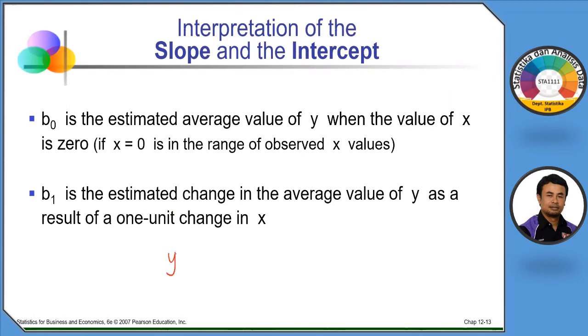Okay, Y hat is equal to B0 plus B1 times X. As you can see here, B1 is the estimated change in the average value of Y as a result of a 1 unit change in X. So when you change X by 1 unit, it will change Y by as much as the value of B1. Later we will see in an example.